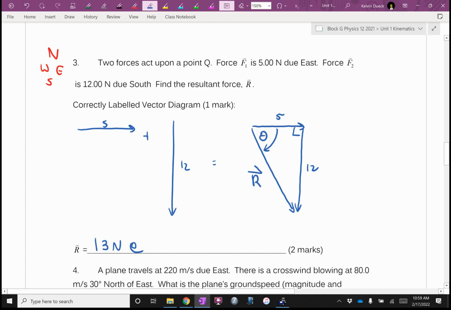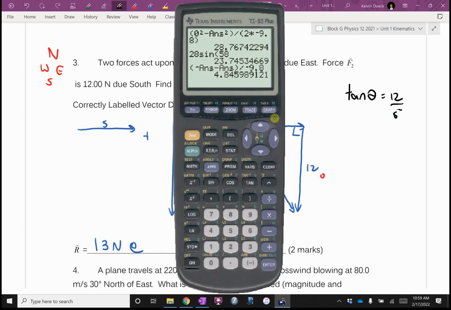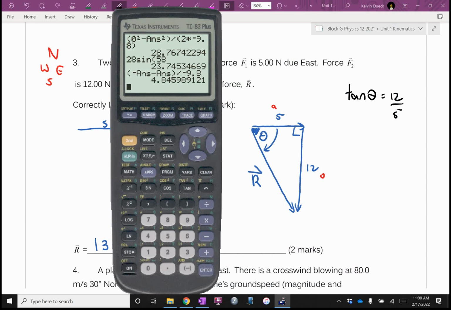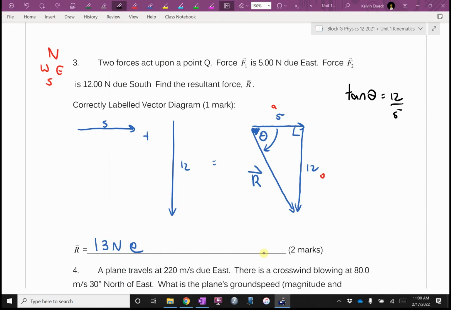Theta is going to go there. Color, color, color, color. That 12, opposite, adjacent, or hypotenuse? What about the 5? Which trig function? It's going to be tan theta equals 12 over 5. Paige, how do I find an angle? Shift button or second function, whatever it's called on yours. Inverse tan, 12 divided by 5. I get 67.4 degrees.